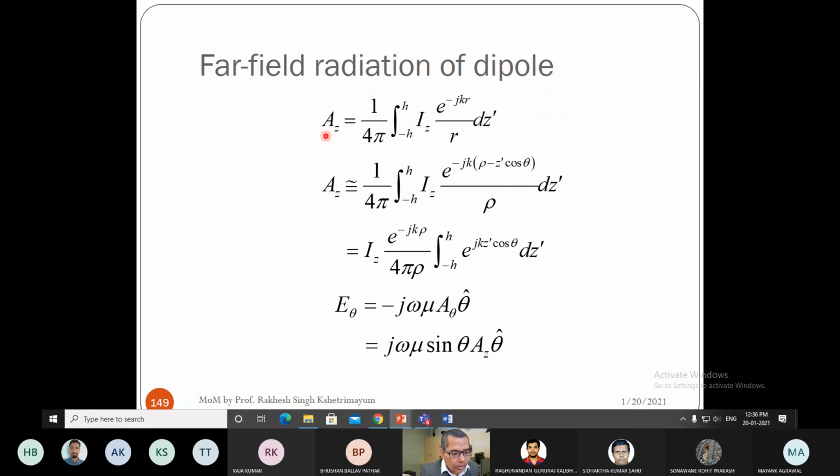Just before that, let's assume that this is in the far field of the antenna. In that case, I can replace this r by rho here. I have told you the amplitude term r can be replaced by rho, but for the phase term, since phase is varying from 0 to 2 pi, it will vary very, very fast.